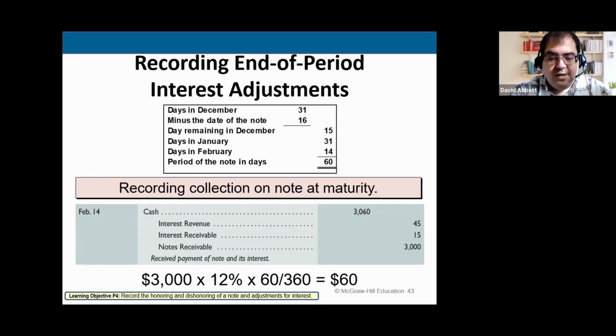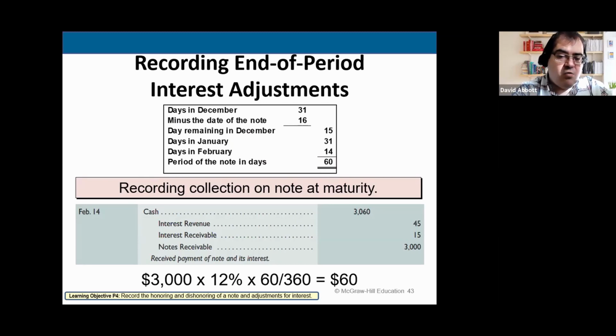February the 14th, TechCom's entry to record the cash receipt is shown here, and we'll discuss it. Total interest earned for the 60-day note is $60, and we figure that out because it is $3,000 multiplied by the interest rate, which is 12%, multiplied by 60 divided by 360 because it's a 60-day note.